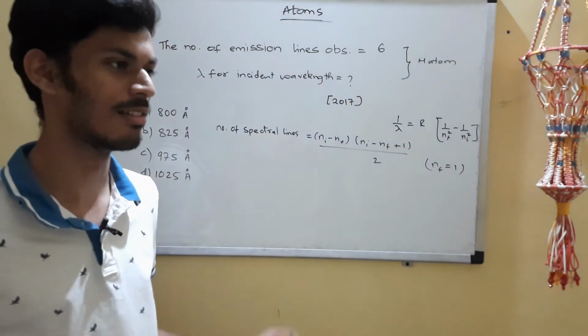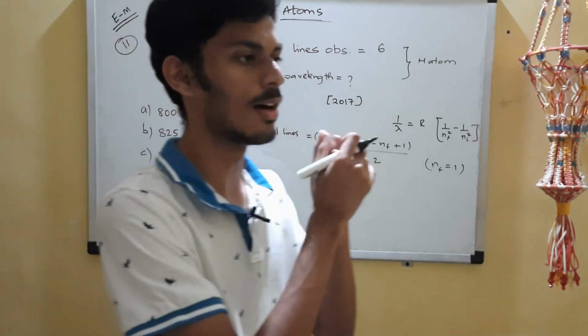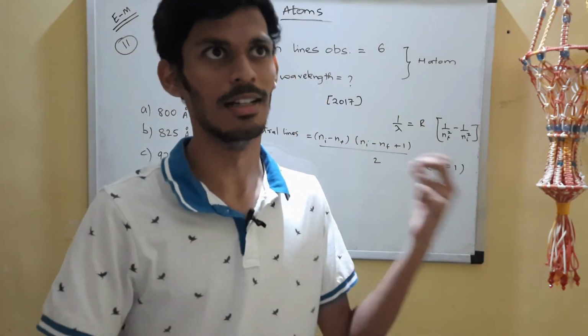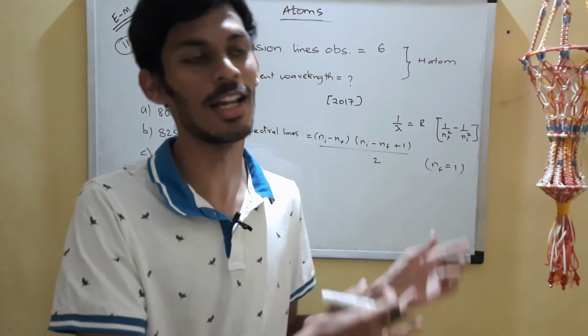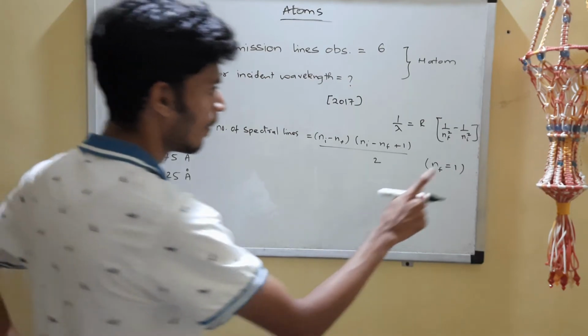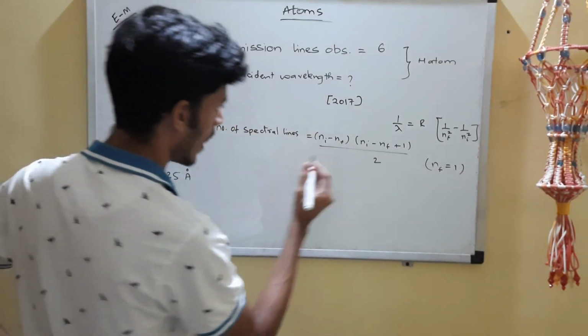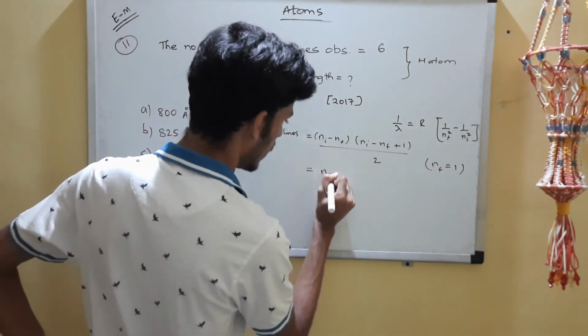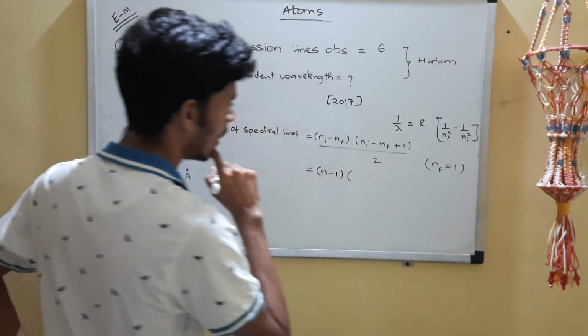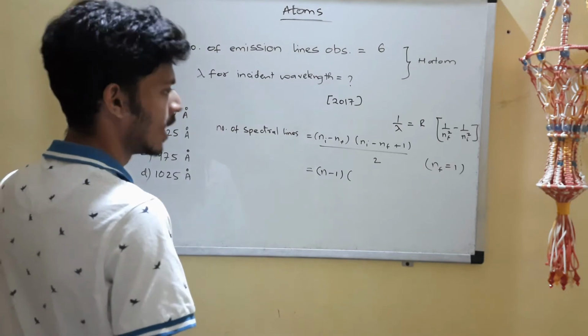Okay, we'll assume that the atom finally comes to its ground state, right? That is what happens when the electrons are excited. It finally comes to the ground state after a series of transitions. So when you substitute this nf as 1 over here, you'll get n minus 1. I'll write n initial as n only. You'll get to know why, because we'll get a beautiful formula over here.